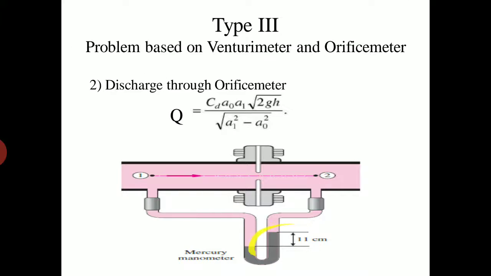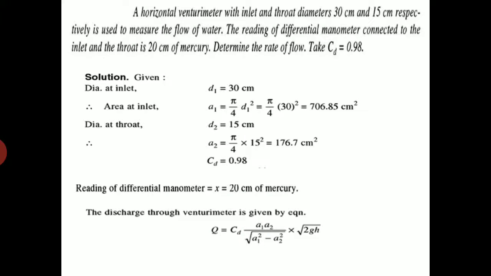Now let us understand which reading is being given to us. This reading is being given to us. Whatever is the difference between two pressure heads, this is being given to us. That is, in our case, it is 20 centimeter. So X is equal to 20 centimeter of mercury. Now we need to substitute all these parameters in our formula for calculating the discharge. That is Q is equal to CD into A1 A2 into under root 2GH whole divided by under root A1 square minus A2 square.